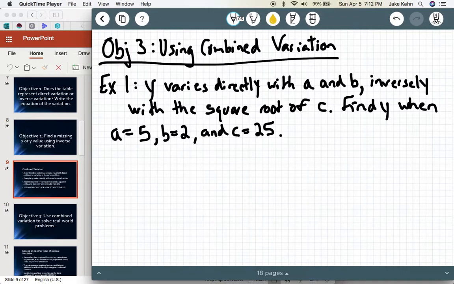Okay, so y varies directly with a and b. And again, I'm going to go back and do that in yellow to keep it consistent. Directly with a and b, and it varies inversely with the square root of c. Okay, so let's set this up.